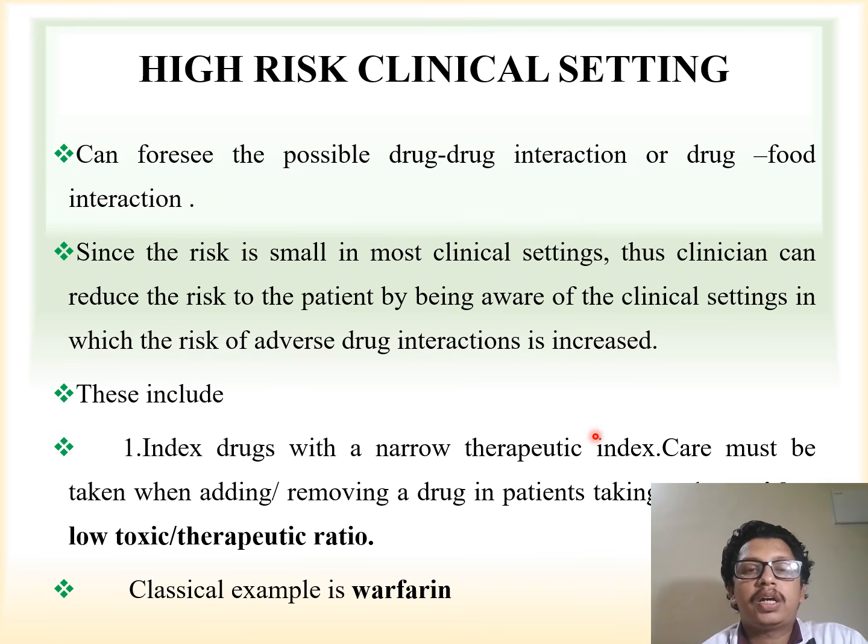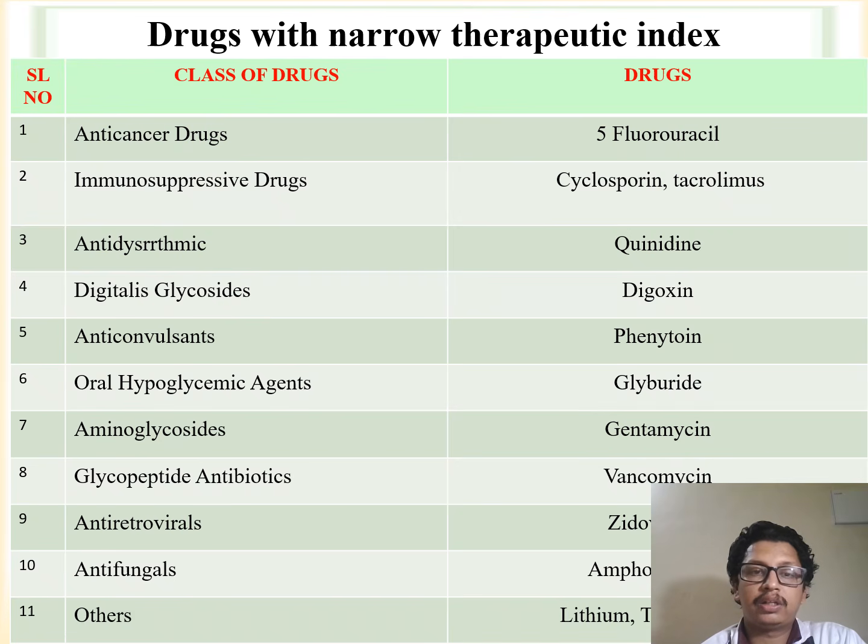Which are the high-risk clinical settings for drug-drug interaction or drug-food interaction? Especially when we are using drugs in patients with multiple comorbidities like liver disease or kidney disease, in the ICU, or in old-age patients with multiple comorbidities receiving narrow therapeutic index drugs. One of the narrow therapeutic index drugs is warfarin.